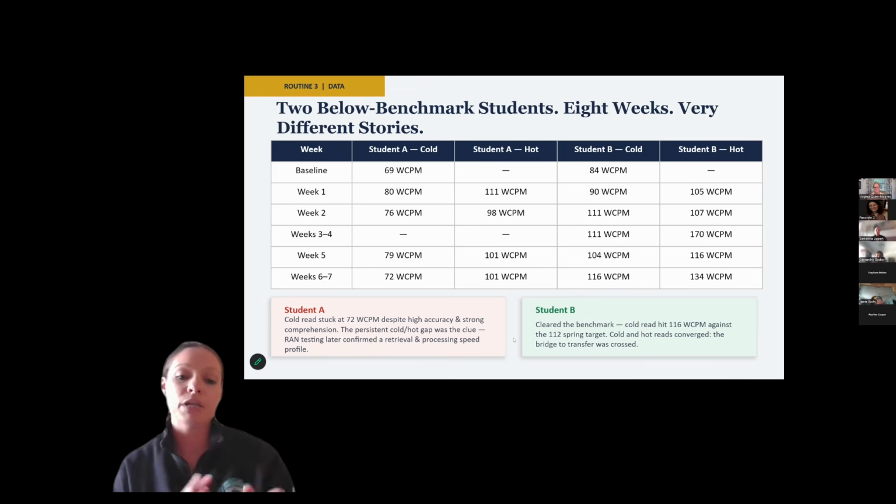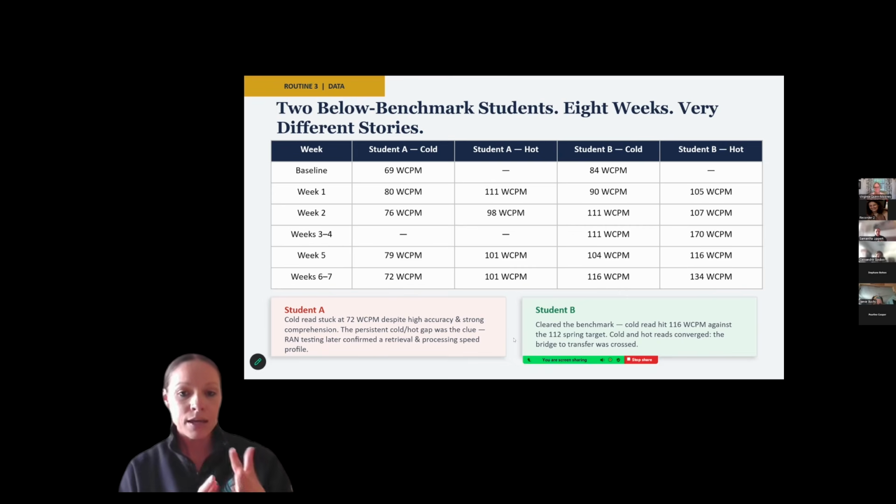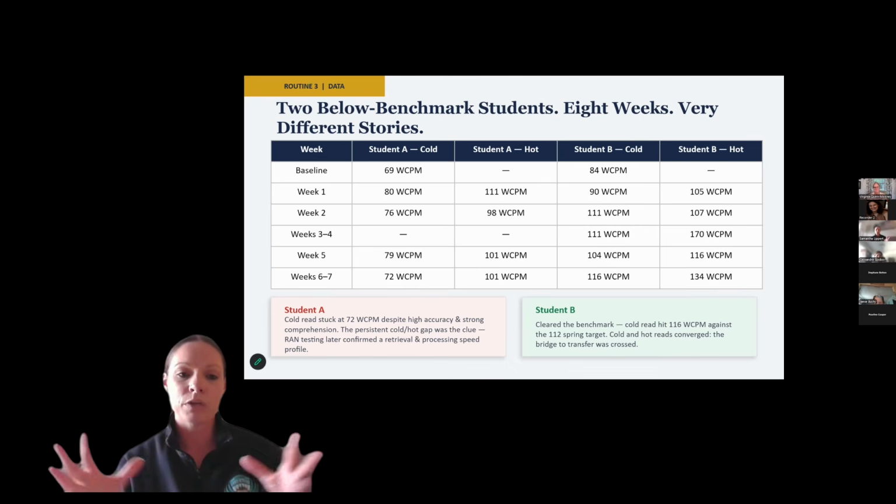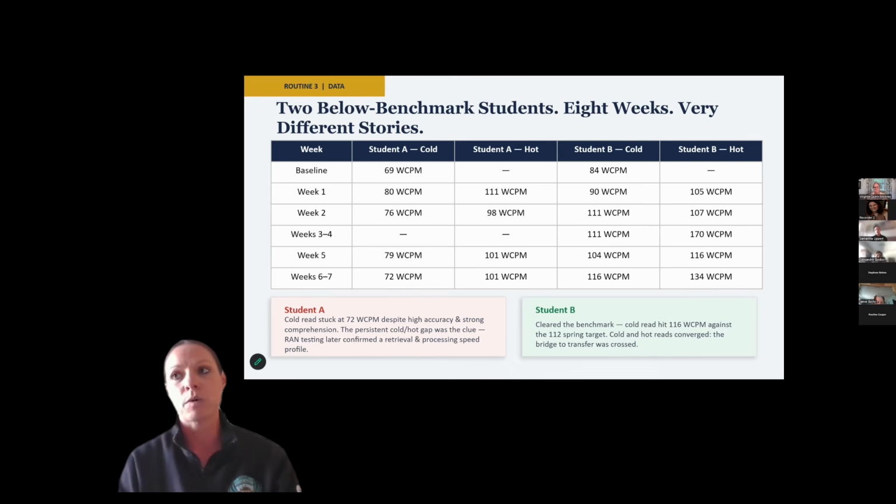So these two students, I ended up doing a whole series on my Substack about my intervention that I ran with them across 8 weeks. And this is kind of the overall data that I collected along the way. As I was working with these two students in a more focused way, I started to run two different sets of assessment data.